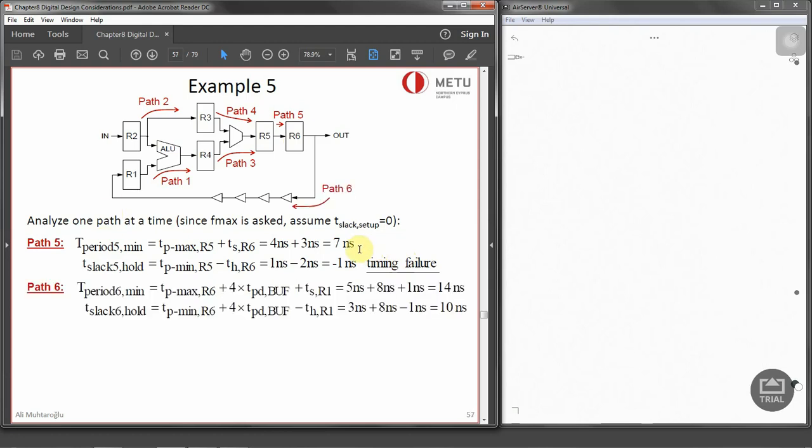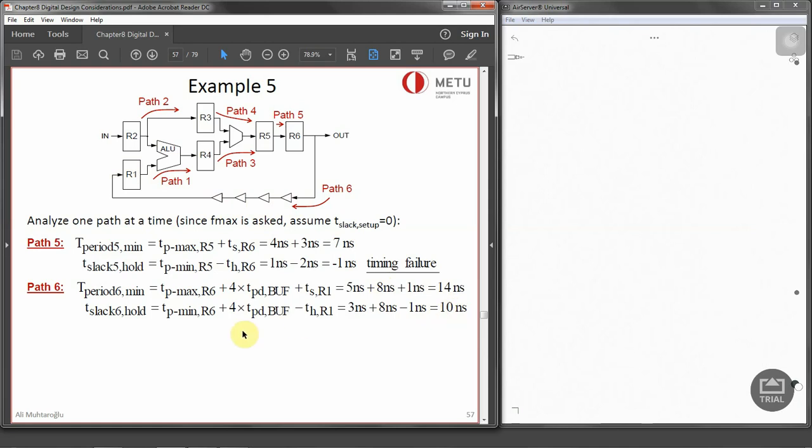For path 6, we need to have R6 to R1. We have got R6's maximum propagation delay. Then we have got 4 buffers in the path we have to consider, and R1's setup time, which will give us 14 nanoseconds. Then for the hold, we have got the minimum of R6, then the 4 buffers on the way that we need to consider, minus the hold time of R1, which will give us 10 nanoseconds without any timing failure.